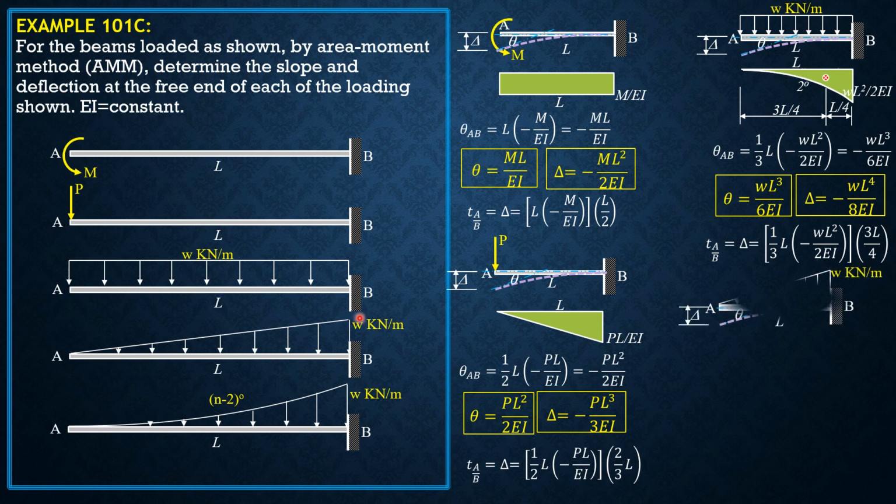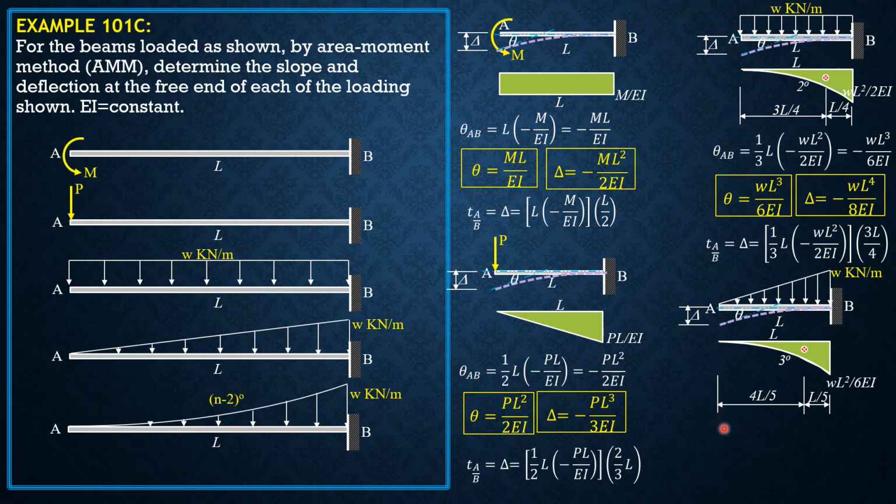Then for the fourth case, the moment at the wall is 1/2 of L times W times L over 3. That would be negative WL square over 6EI. The location of the centroid from the vertical leg is in general L over n plus 2. This is 3rd degree, so therefore this is L over 3 plus 2, which is L over 5. So therefore the distance of the centroid from A is 4/5 of L.